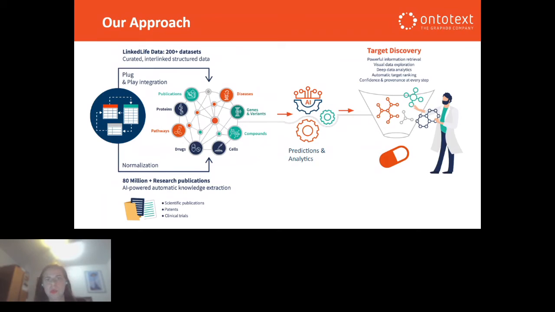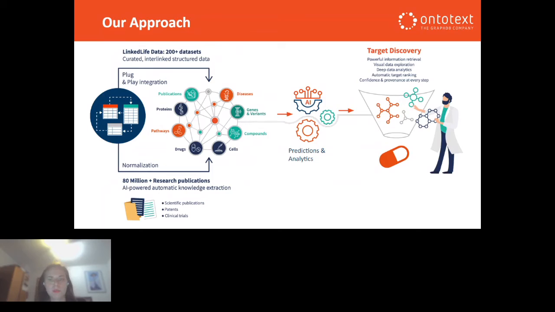Based on this, we can make predictions about gene-disease relationships or protein-protein interactions. And we can use various types of analytics to truly drill down this information to what matters most to our customers and their use case. Inside the target discovery application, users are mostly interested in information retrieval so that they can truly dig into the facts of each of the targets that they're interested in. They have powerful visualization tools so that they don't need to be hardcore data scientists.